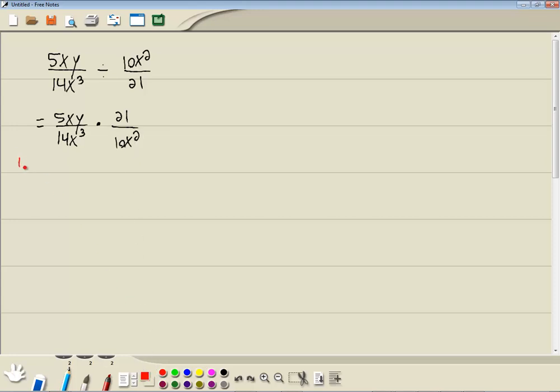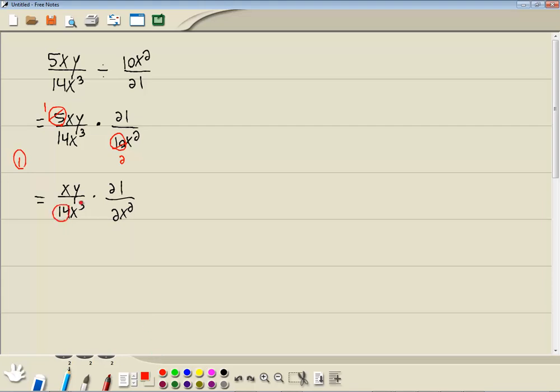Now we'll go through our two steps for multiplying fractions. First step is to simplify. Well, here's a 5 and here's a 10. Those are both divisible by 5. 5 divided by 5 is 1. 10 divided by 5 is 2. Now the 1xy, I can drop the 1. Unless you have nothing else left up on a fraction, you can drop the 1. If everything's gone, then put the 1. And then I got 14x to the third times 21 over 2x squared.